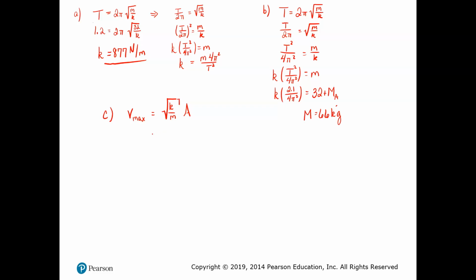It's important to recognize that the mass here is going to be the mass of the chair plus the mass of the astronaut. So I've got 877, and I've got 32 plus 66. My amplitude was 10 centimeters, so 0.1 meters. If I plug all of that in, I'm going to get approximately 0.3 meters per second.